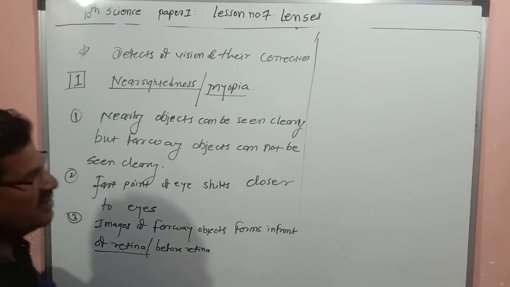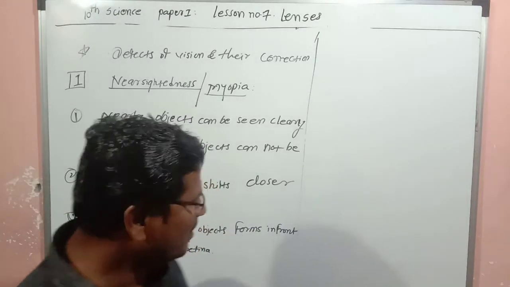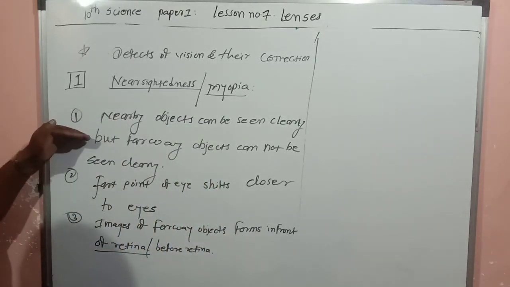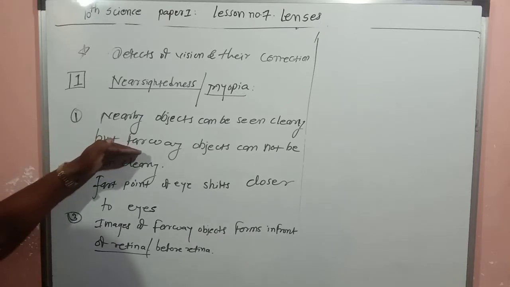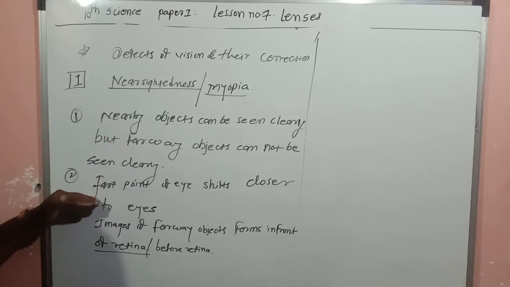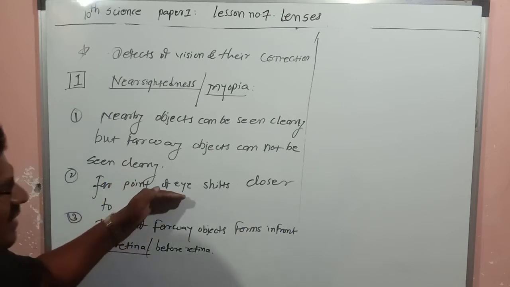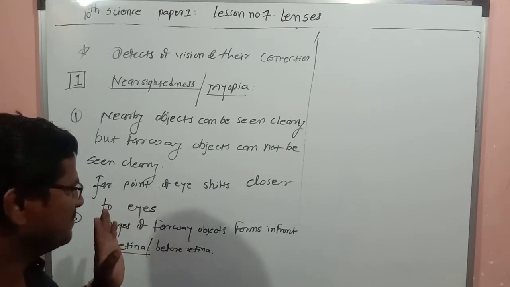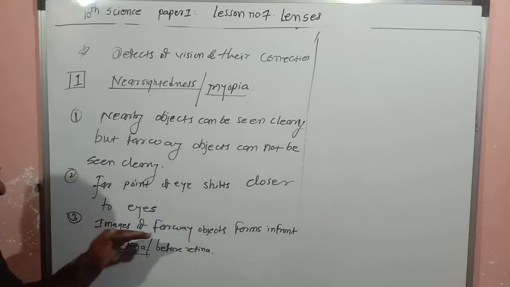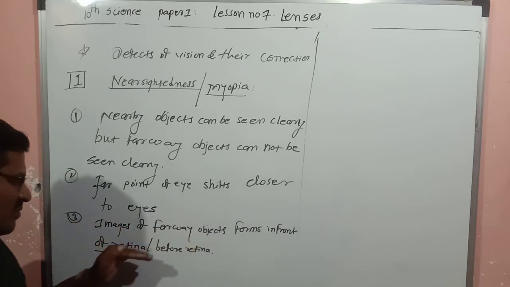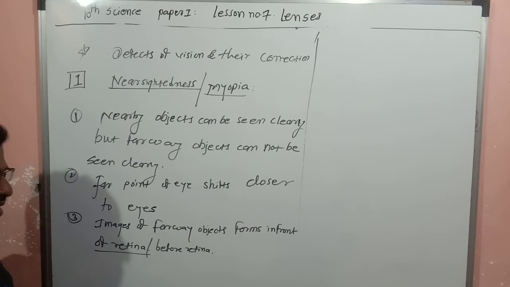And for that some reasons are there. What are the reasons? Nearby objects can be seen clearly, far away objects cannot be seen clearly. The far point of the eye shifts closer to the eyes. Then images of far away objects form in front of the retina, before the retina.